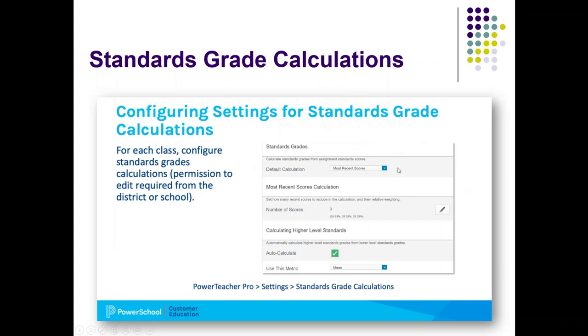And again, it would be the default calculation and then changing that from most recent scores to median. The number of scores, you would hit the pencil icon to edit that if it's going to be based out of how many scores. And then the auto-calculate, that'll auto-calculate what the total standard grade would be.